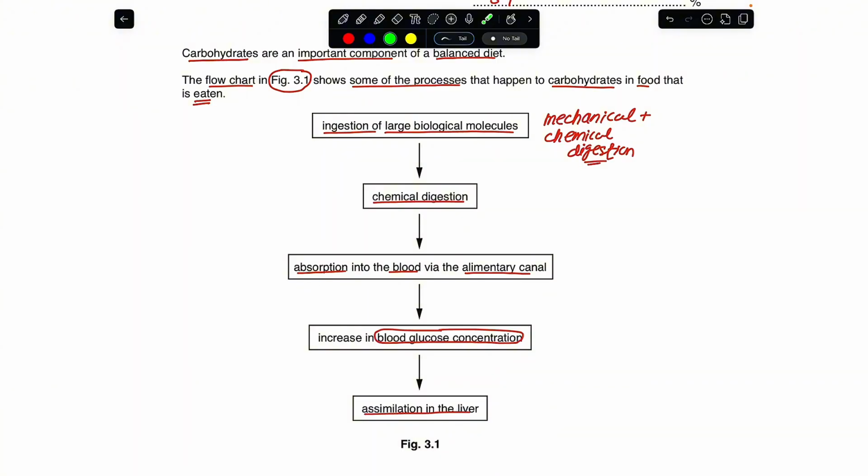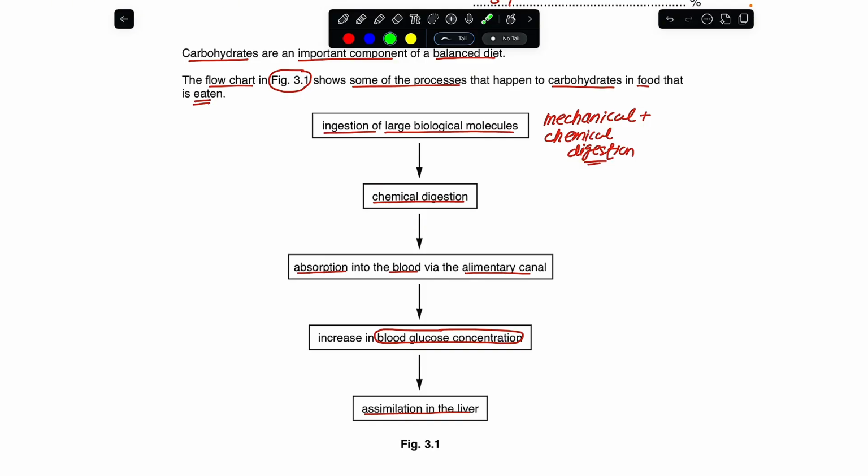Now, you see, they say there is an increase in the blood glucose concentration, because after the complete chemical digestion, we absorb the products via the villi into the blood capillaries with the help of diffusion and active transport. The carbohydrate being absorbed is now not a complex carbohydrate, but glucose. And when the glucose goes from the villi into the blood capillaries, it is carried to the liver with the help of the hepatic portal vein. So the blood glucose level increases.